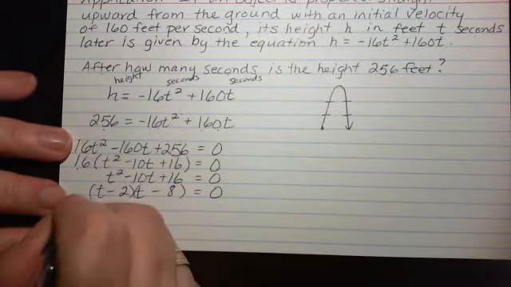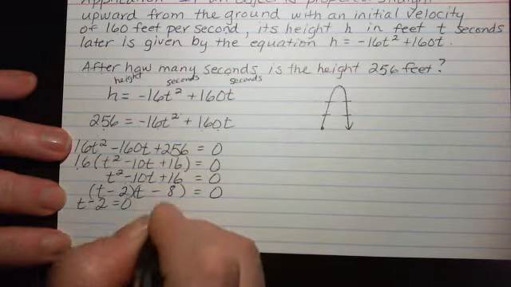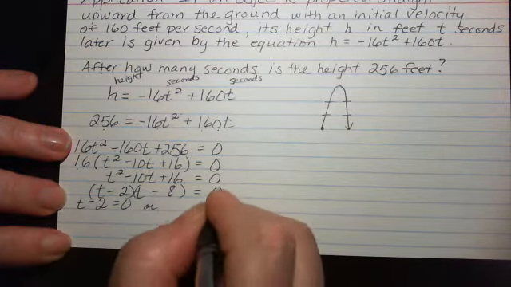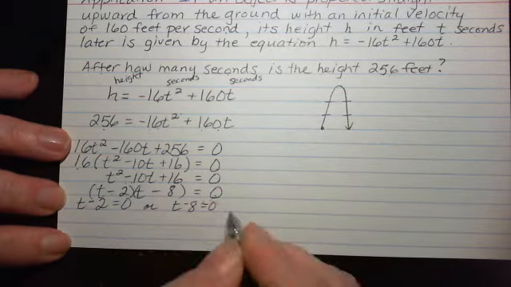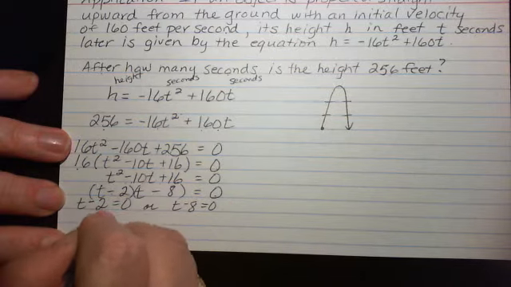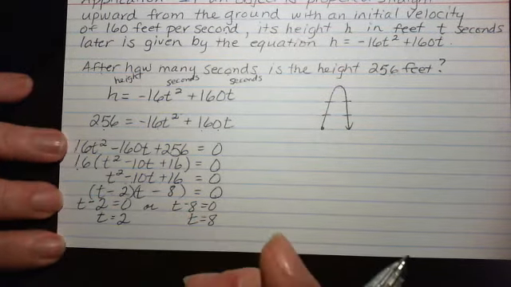Now we need to use the zero factor property and say that each of those factors could be 0 for a result of 0. And we need to add 2 to both sides here to solve. That gives us t equals 2. Add 8 to both sides here. It gives us t equals 8.